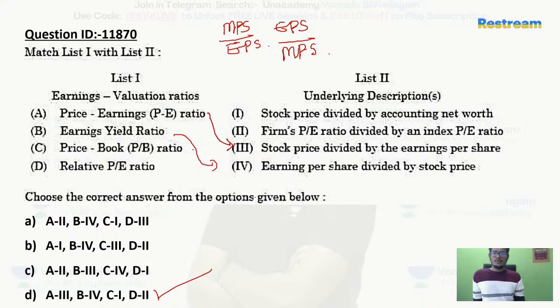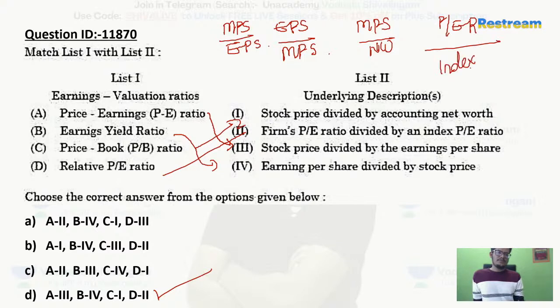And price book ratio, which is one: stock price divided by accounting net worth, MPS divided by net worth. And relative price earning ratio is 2: firm's PE ratio divided by index PE ratio. PE ratio divided by index PE ratio. This is a new one.